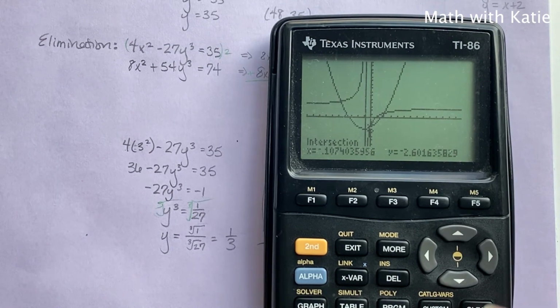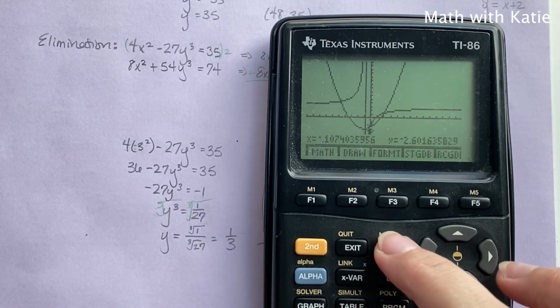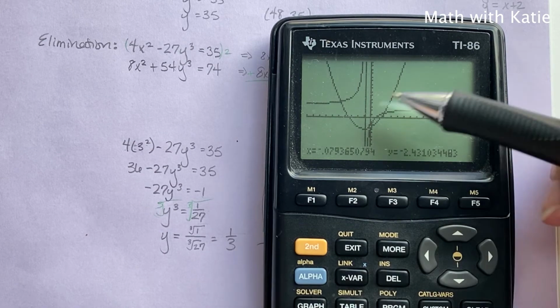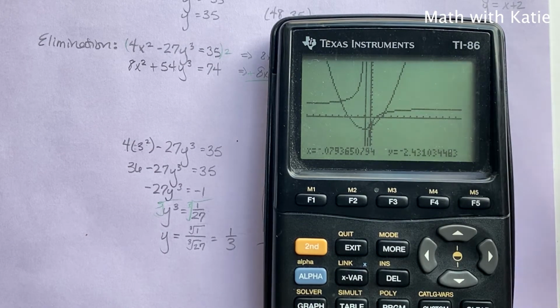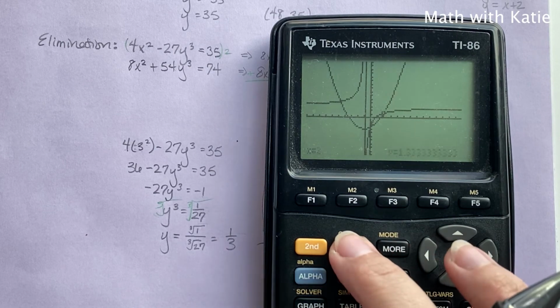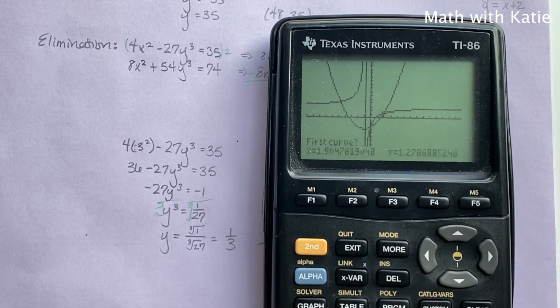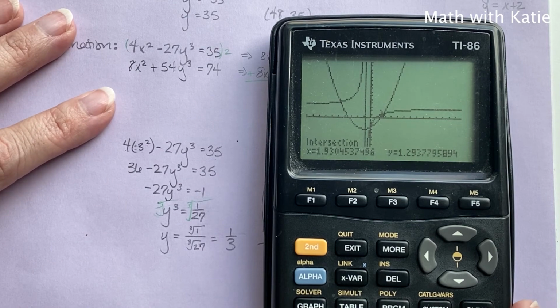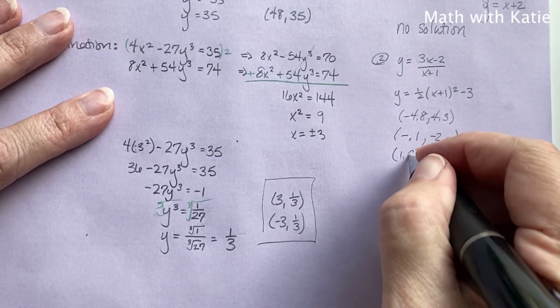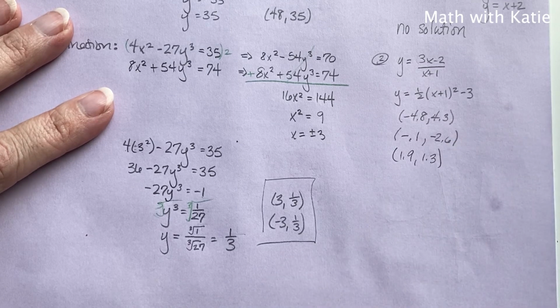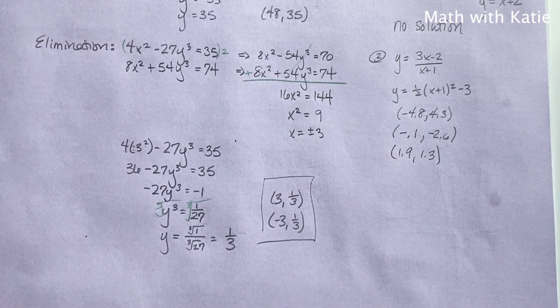Okay, for our last intersection, this will be -2-ish. Oh, I mean +2. Okay, perfect. So now exit, more math, intersection, yes, yes, yes. Okay, +1.9 and 1.3. Awesome. So that's how you would find the points of intersection just using your calculator.